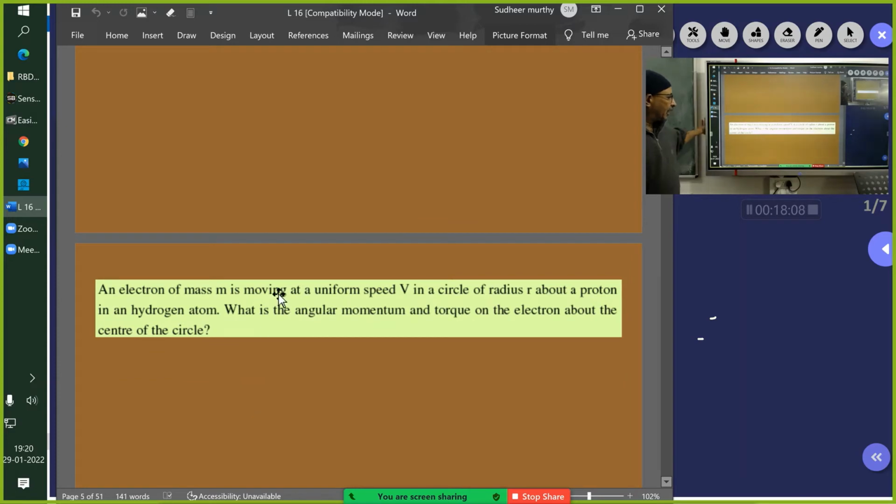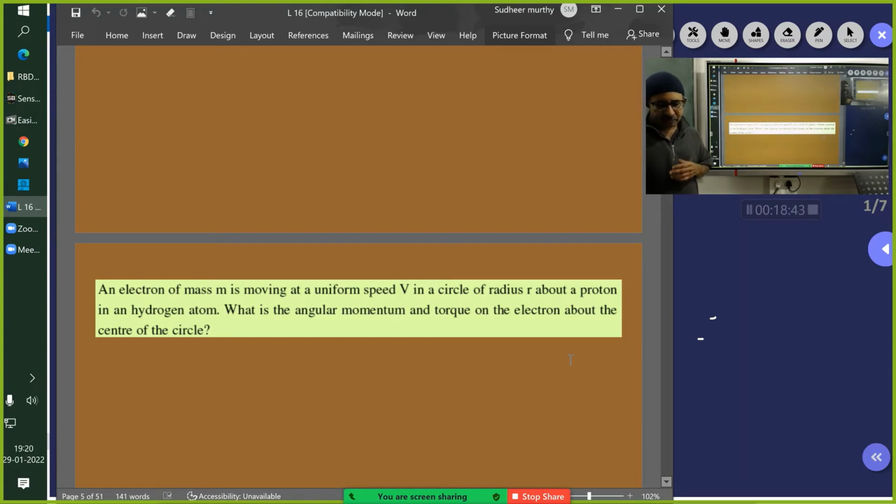Attempt this problem. An electron of mass m is moving with uniform speed v in a circle of radius r about a proton of a hydrogen atom. What is the angular momentum and torque of the electron about the center of the circle? The angular momentum of the electron is m v r into minus k cap, because they give you v.